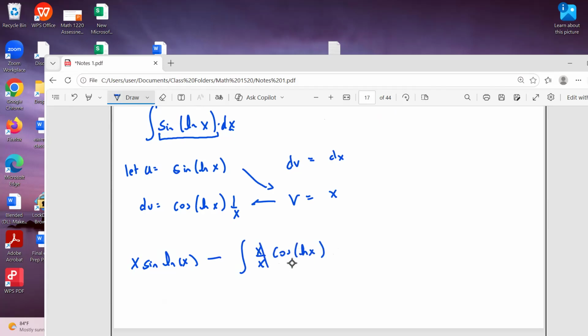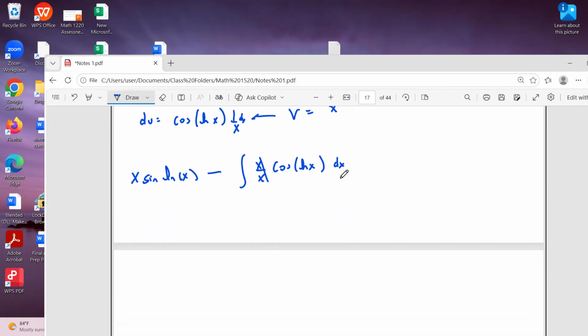So those cancel. Now we are left with integrating cosine natural log of x. We started with sine natural log of x, and now we have cosine natural log of x. Yay, we're getting places. Not really. But we might have to apply it again, so let's go ahead and try it again.